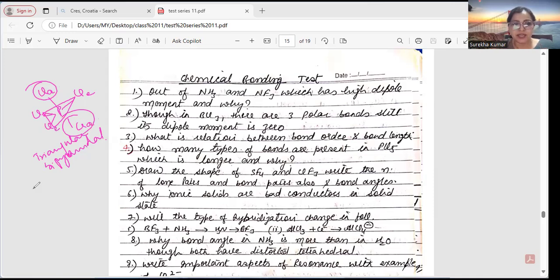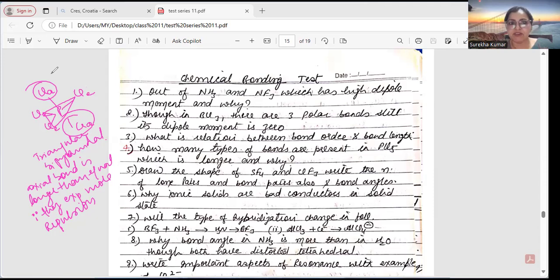So we can say axial bond is longer than equatorial bond. Why are these two bonds longer? Because they experience more repulsion, and higher the repulsion, higher is the bond length, right? So in PCl5, two types of bonds are there. Two more examples are there.